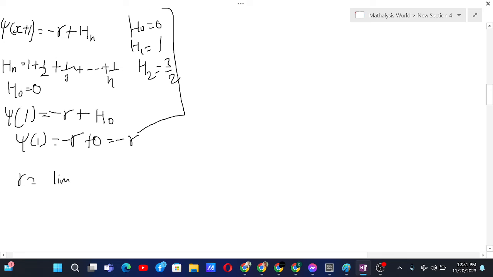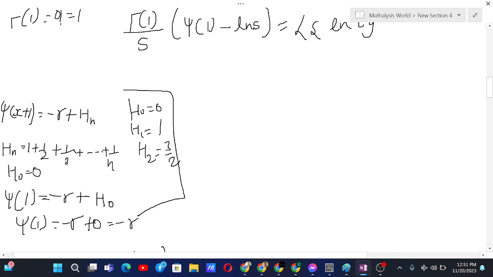And the Euler-Mascheroni constant is defined as the limit, n tends to infinity, of Hn minus ln of n. This is the definition of the Euler-Mascheroni constant, and we can now proceed.